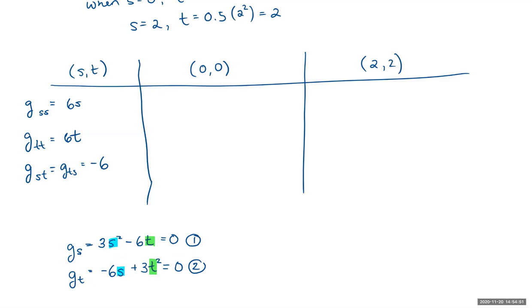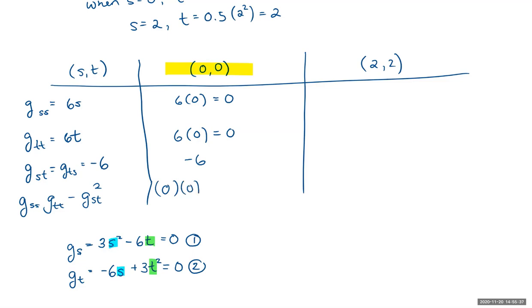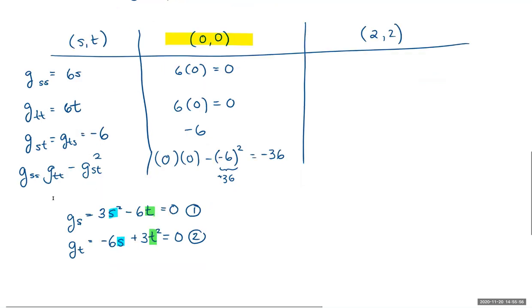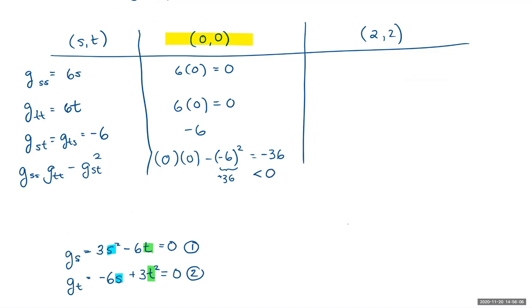I have to calculate the actual second derivative values. For my first coordinate, 0, 0, I get 6 times 0 for GSS, and that gives me 0. For GTT, it's going to be 6 times my T value of 0, which is 0. And for GST or GTS, I'm going to get negative 6. Now, the last calculation is GSS times GTT minus GST squared. So I get 0 times 0 minus negative 6 squared. This is going to give me negative 36. So this value is negative. What does it imply when our saddle point test is negative? When we have a negative value, we have a saddle point.